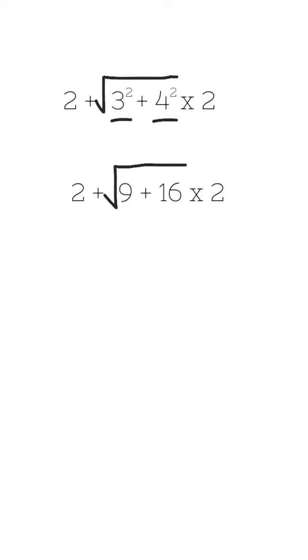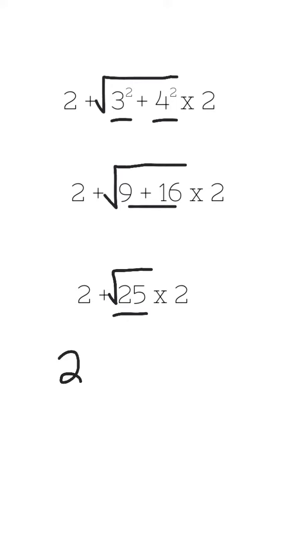So now I have 2 plus the square root of 9 plus 16 times 2. I still have to take care of what's underneath my radical symbol. So that's going to be 9 plus 16. 9 plus 16 is 25. So now I have 2 plus the square root of 25 times 2. Now I need to actually take the square root of 25, which is 5. So I have 2 plus 5 times 2.